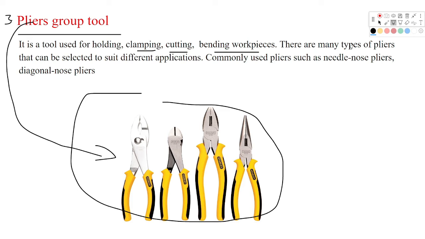There are many types of pliers that can be selected to suit different applications. As you can see, we have different types of pliers. For example, we have the needle nose pliers, which I think is this one. It looks like a needle. We also have diagonal nose pliers. So it depends on what you want to use your pliers for, and you can choose different kinds of pliers. So that is number 3. Those are basic equipment that you need.